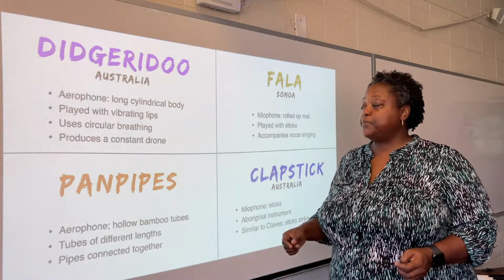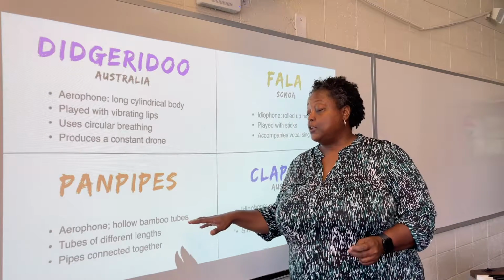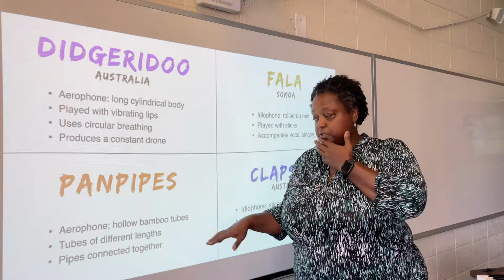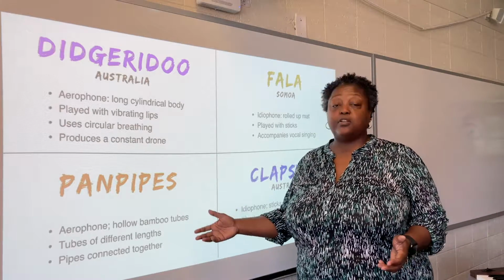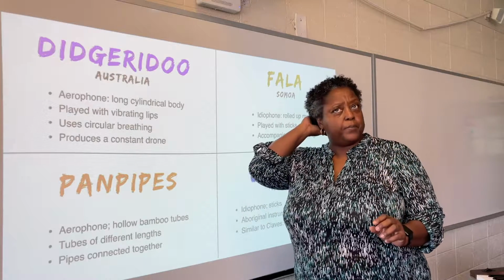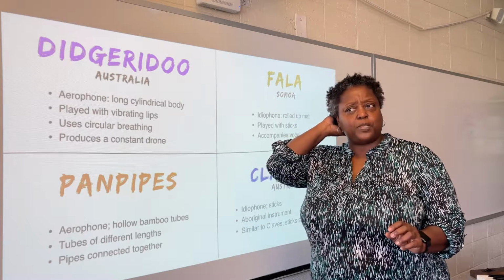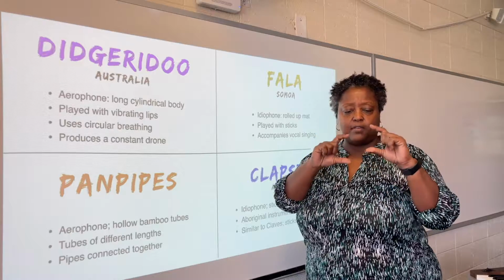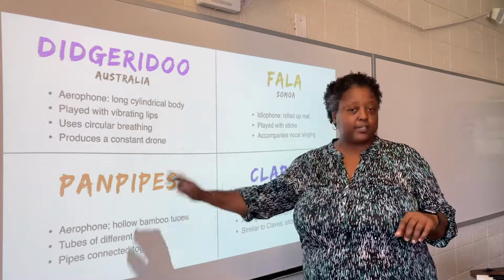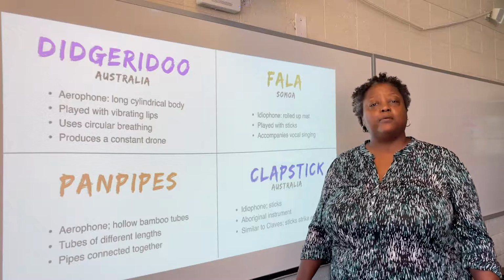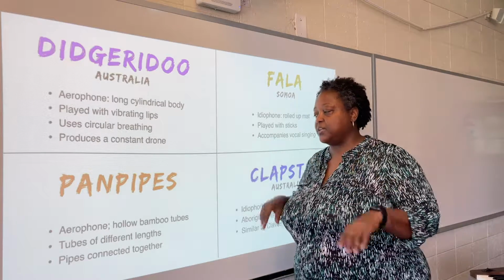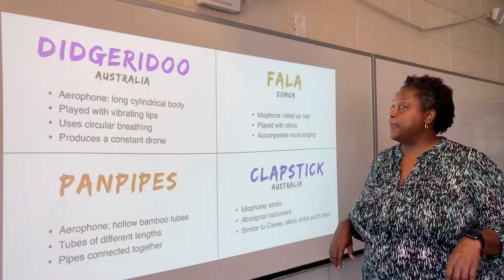You have the pan pipes, which are aerophones, hollow bamboo tubes, and we know what bamboo looks like. So they're tubes of different lengths, and then the pipes are connected together. You've probably seen indigenous people hold them right in their hands, so you have little bitty tubes. Well, just look it up. But as soon as you see, you're like, oh yeah, I've seen those before. All right, so you blow at the top, inside of each hole.